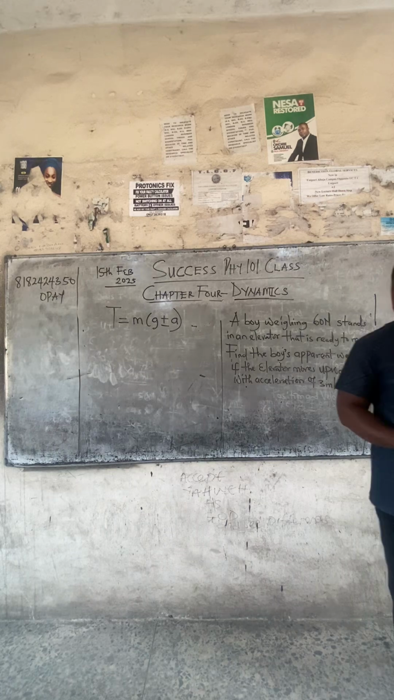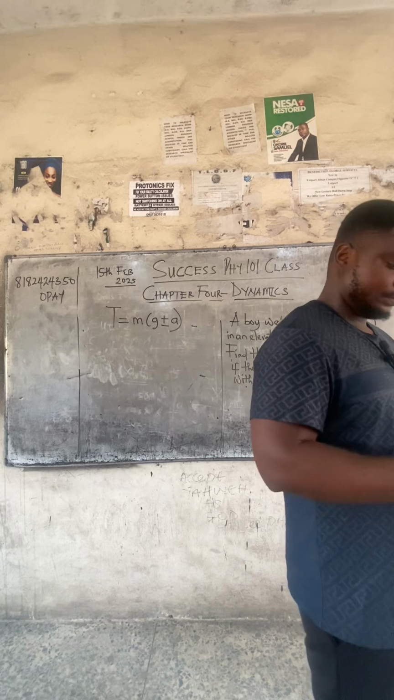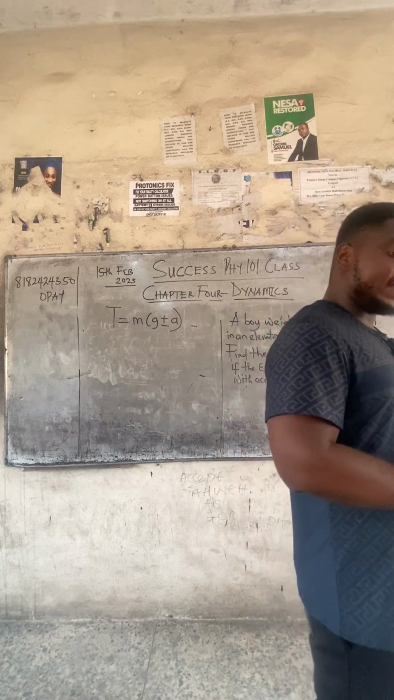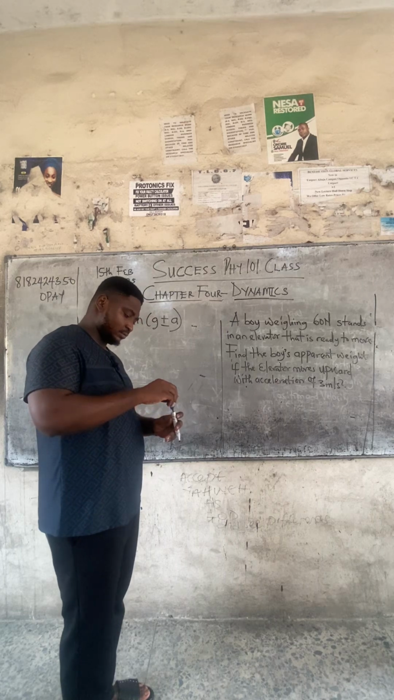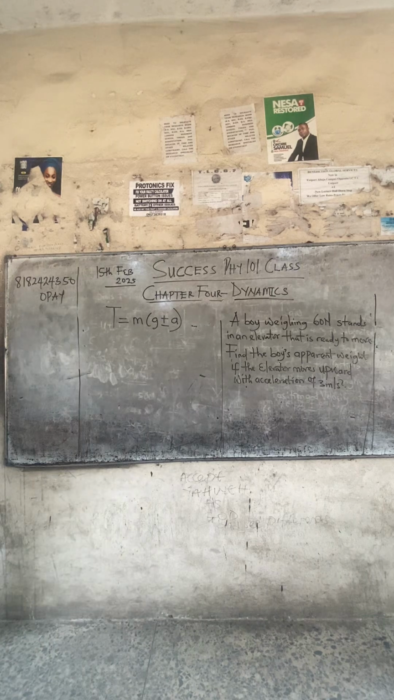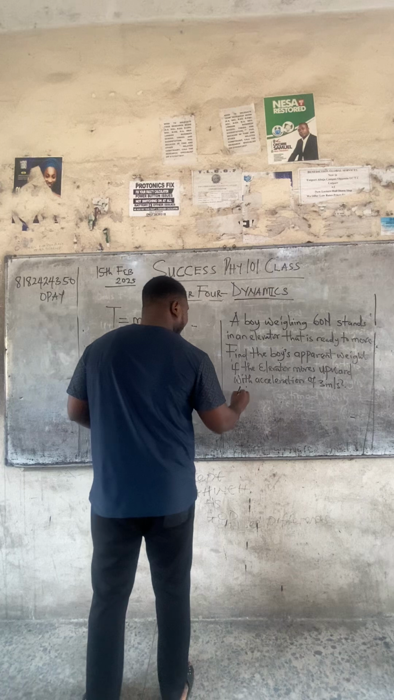Also find the resultant force on the boy. Class, we are looking for two things here. They say find the boy's apparent weight and find the resultant force.